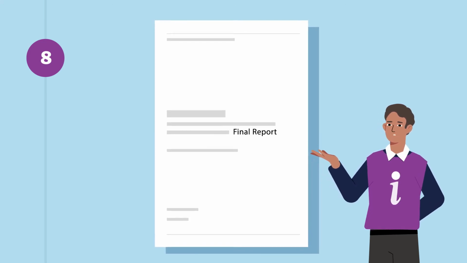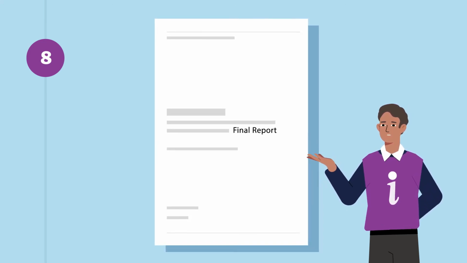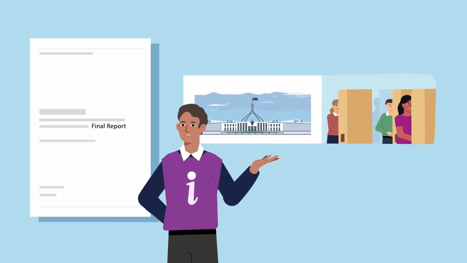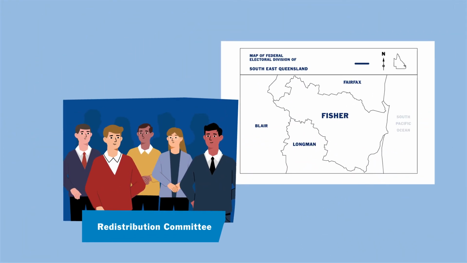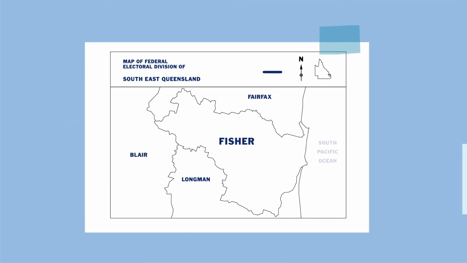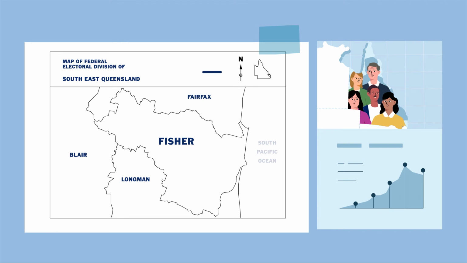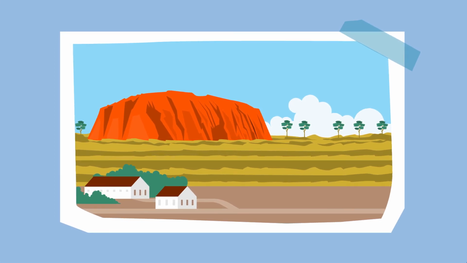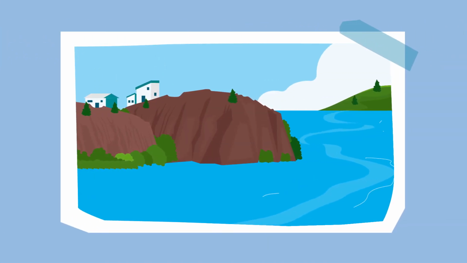For the purposes of electing members into the House of Representatives, the changes do not come into effect until the next federal election. When proposing new boundaries, the Redistribution Committee considers many things, such as current and projected population, communities of interest, for example local government areas, rural versus urban communities, and ethnic and cultural communities, major roads, and physical features such as rivers or mountains.